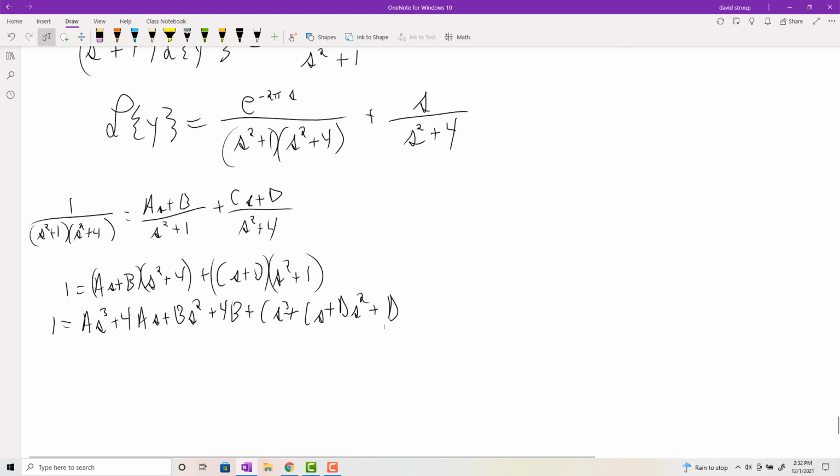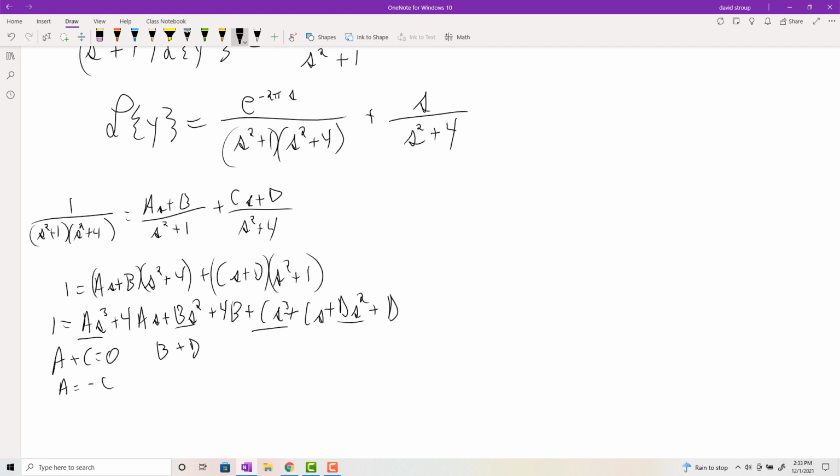I'm just kind of checking my work. Okay, so the cubed guys, a plus c is 0 apparently. So a is negative c if you wish. The squared guys, b plus d is 0. So you can say b is negative d if you wish. The s guys, so you get 4a plus c is 0.